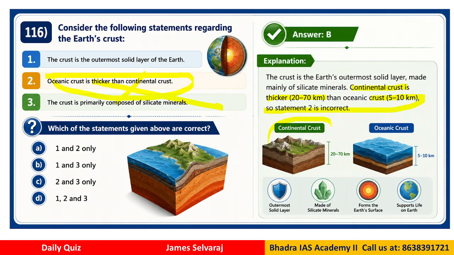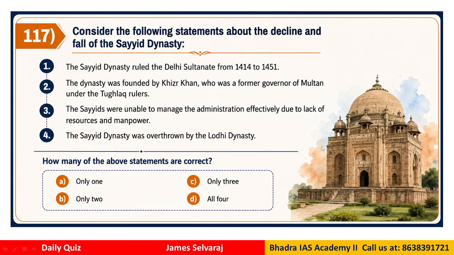So if you see, this is the continental crust and this is the oceanic crust. Clear? The continental crust is much thicker than the oceanic crust. Is this clear? These are some key concepts from the geography subject. Okay. Question 117. This is from history.